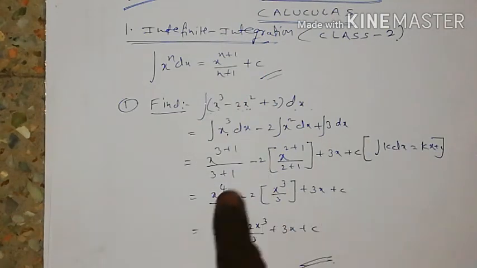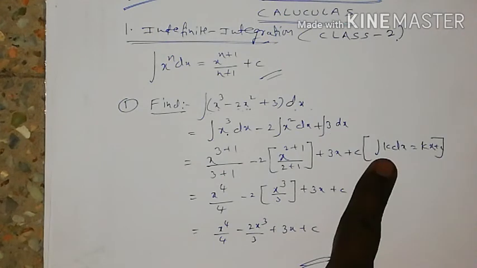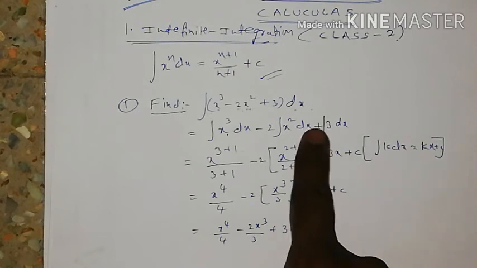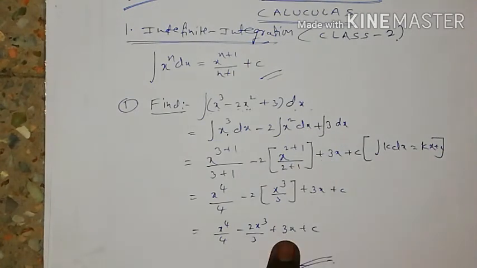So here I am applying in that form. Here the last one is 3dx. 3dx is nothing but in the form of k dx. So integration of k dx is nothing but kx. Then integration of 3dx becomes 3x. Clear? So this is the process. Clear? Let me do one more problem now.